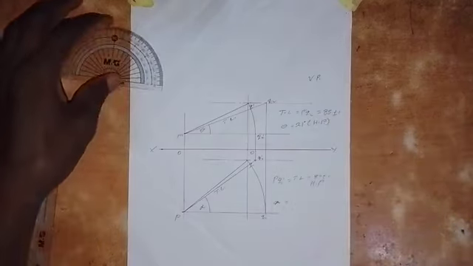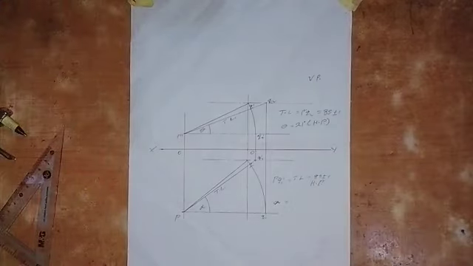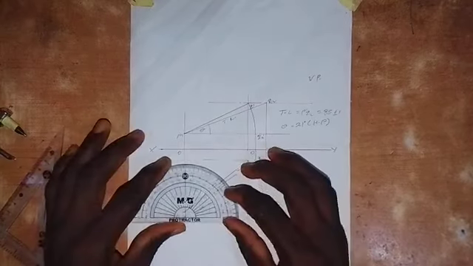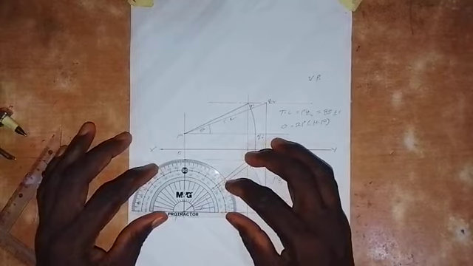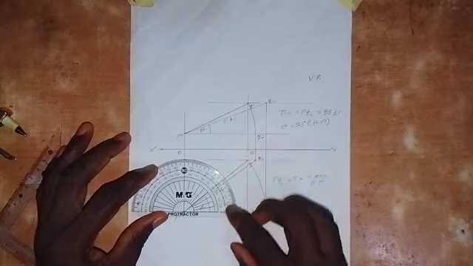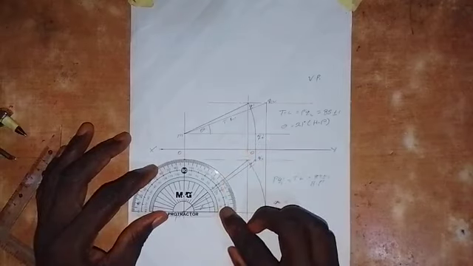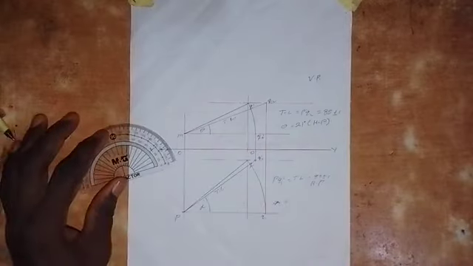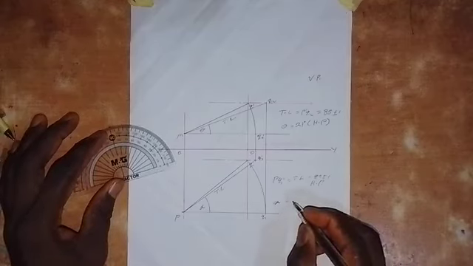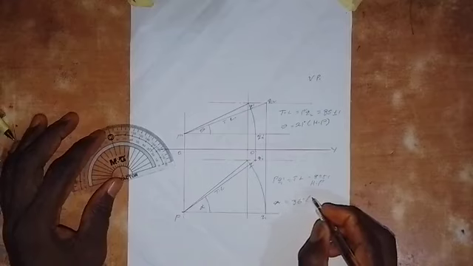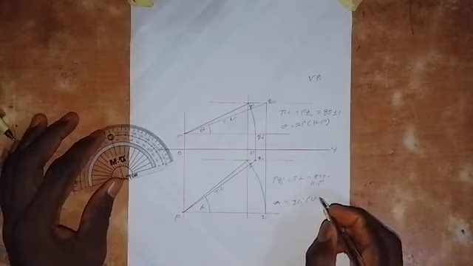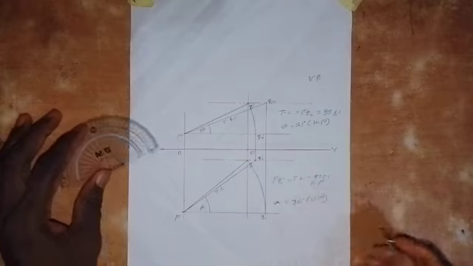So we have the true inclination to the horizontal plane, and then the true inclination to the vertical plane, that is angle alpha. By setting my protractor like this, I have this angle to be 36 degrees. So the true inclination to the VP is 36 degrees, as we have it here.